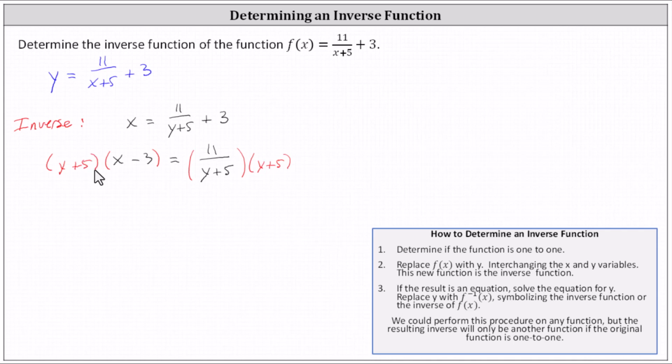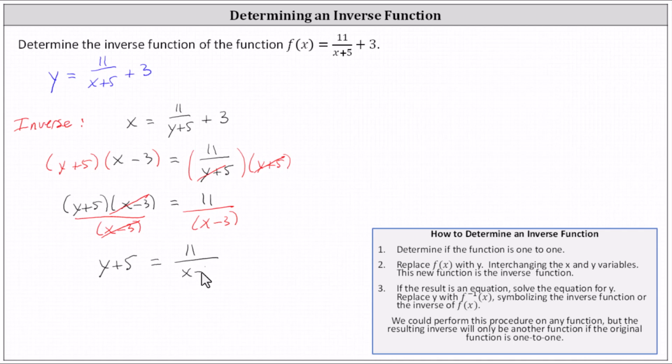On the right, y plus 5 divided by itself simplifies to 1. We now have the quantity y plus 5 times the quantity x minus 3 equals 11. Next, we divide both sides of the equation by the quantity x minus 3. Simplifying, we now have y plus 5 equals 11 divided by the quantity x minus 3.